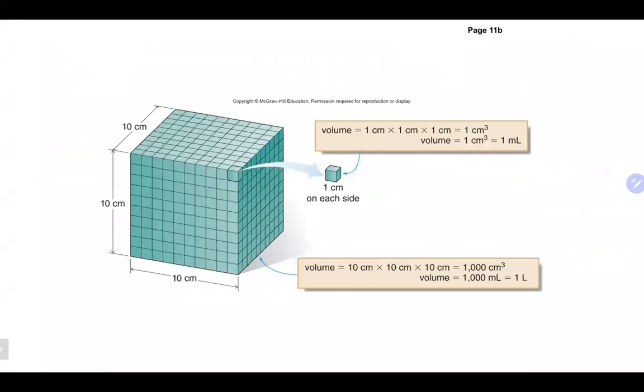So as I showed us a second ago, if you took something like a cube and the volume would be the length cubed, that gives us our cubic centimeters, which is the same thing as a milliliter.